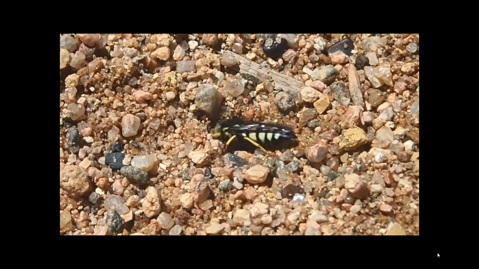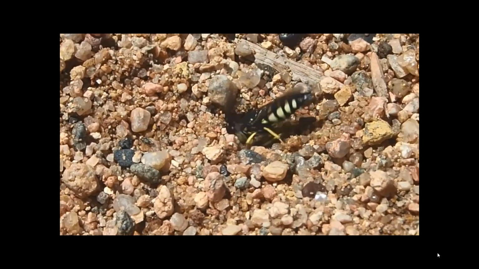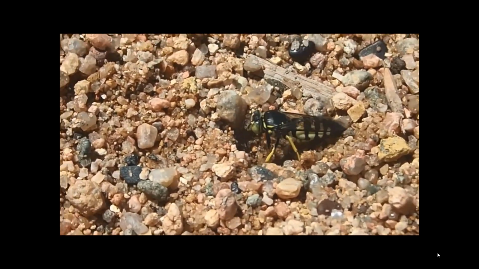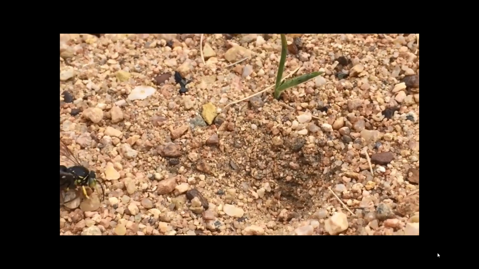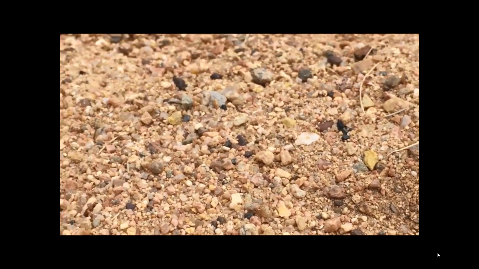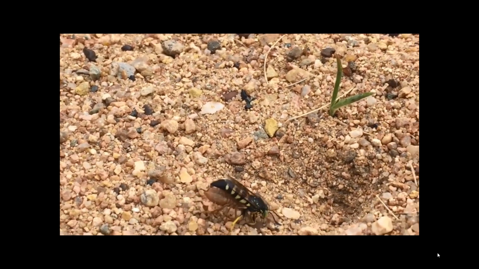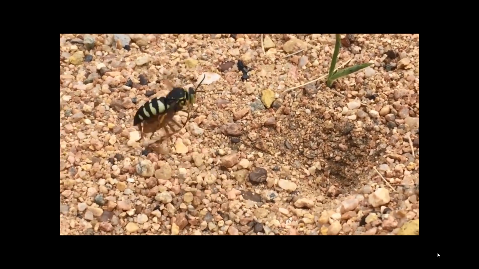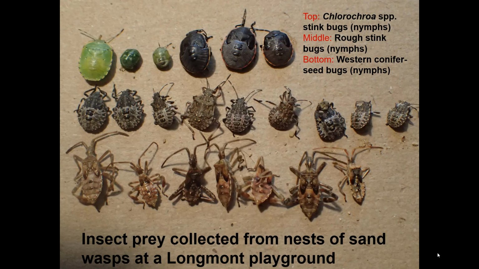And then they go out and collect the kind of prey that this one goes after, and this one goes after, again, stink bugs, or stinky bugs. This one's got a western conifer seed bug, and those are stinky bugs that we sometimes see in our houses. Anyway, so this is the kind of thing we would get out of those nest cells in that playground there.